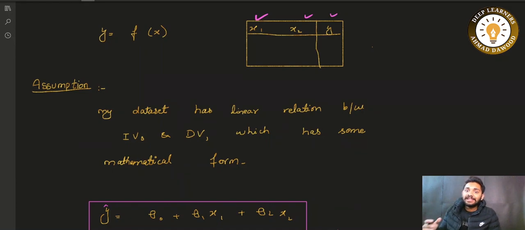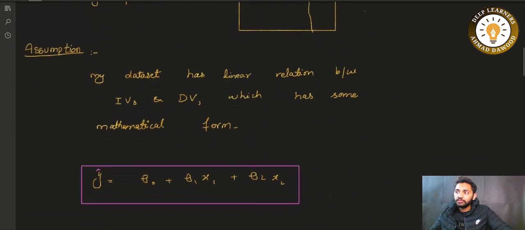Okay, and linear relation have some mathematical form. So you assume that your input variables have some relation with the output variable which has some mathematical form, and if you have made an assumption about the linearity, then your mathematical form will be just like a linear regressor. So it will have theta 0 plus theta 1 x1 plus theta 2 x2. You are deciding that mathematical form on the basis of your assumption.